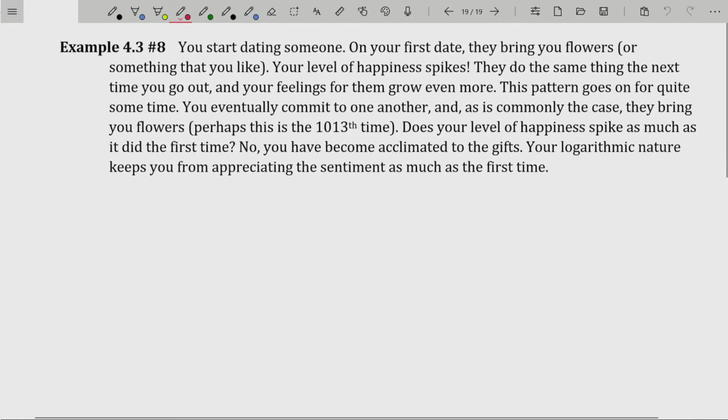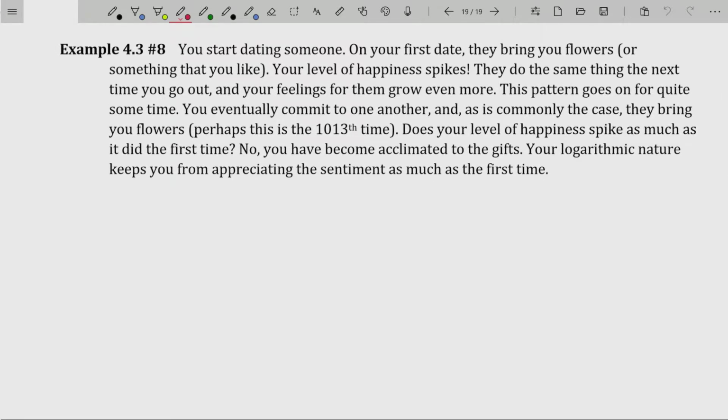We are logarithmic. You start dating someone. On your first date, they bring you flowers or something that you like, chocolate, whatever it is. Your happiness level spikes up because they cared, right? So you have this huge rush of adrenaline and endorphins, all that fun stuff where you're just like, yes, this person really digs me. And they do the same thing the next time you go out and you feel great about that. You're like, man, the first time they brought me flowers, this time they brought me candy. And the pattern goes on and on and on.